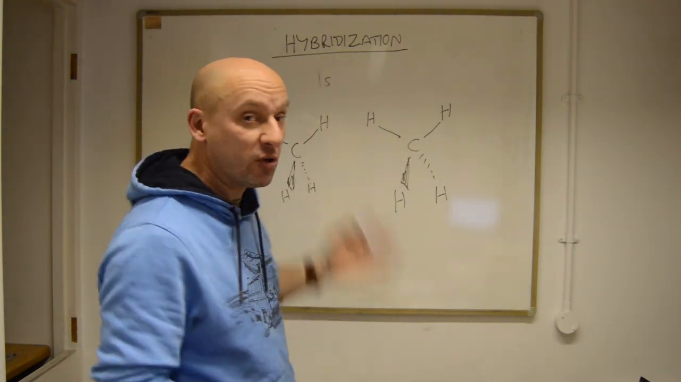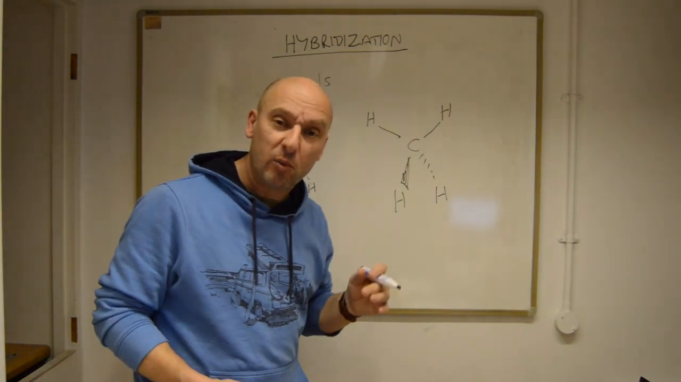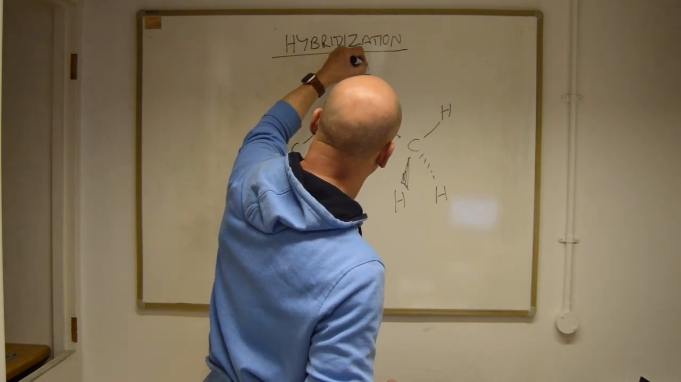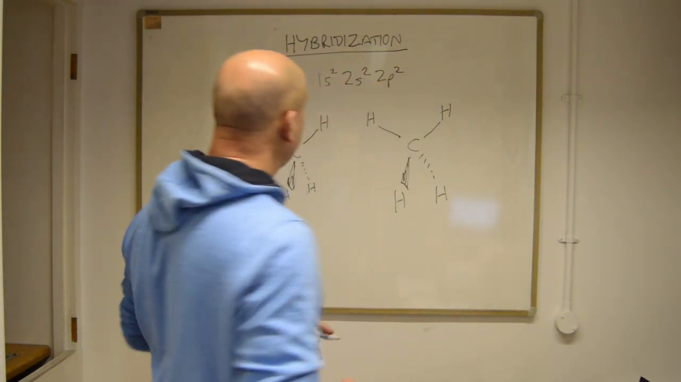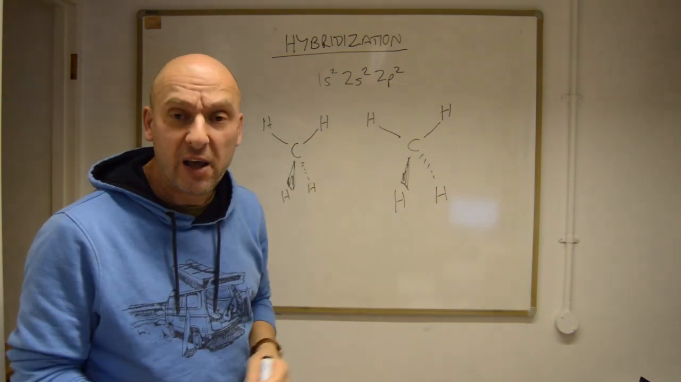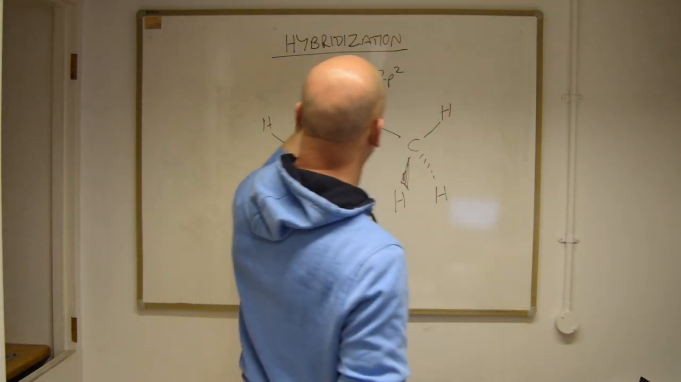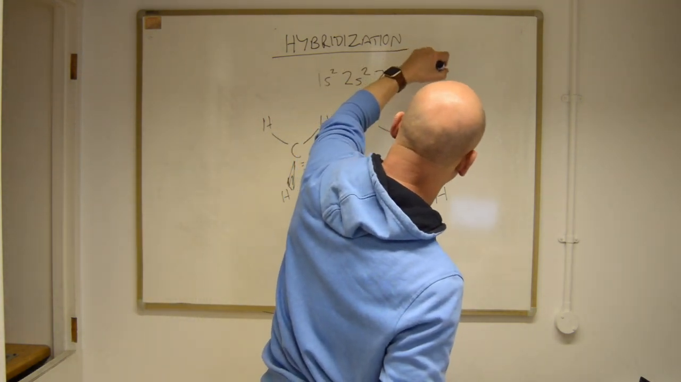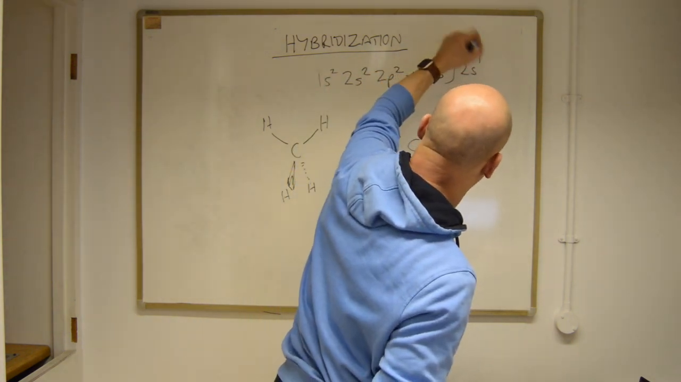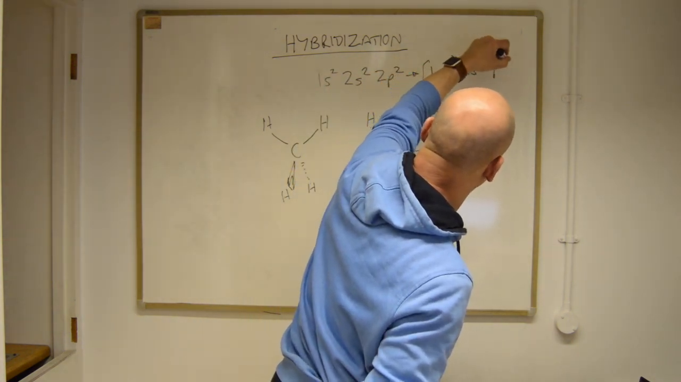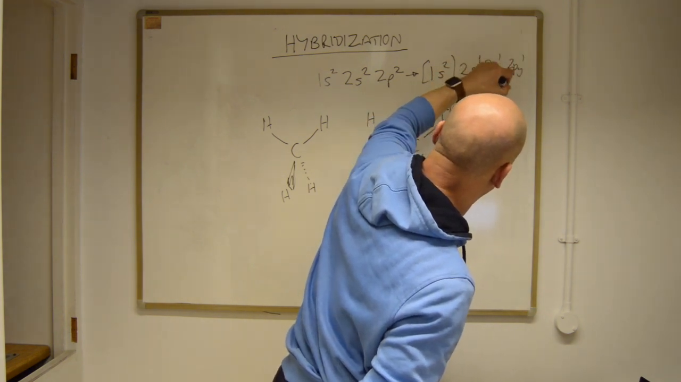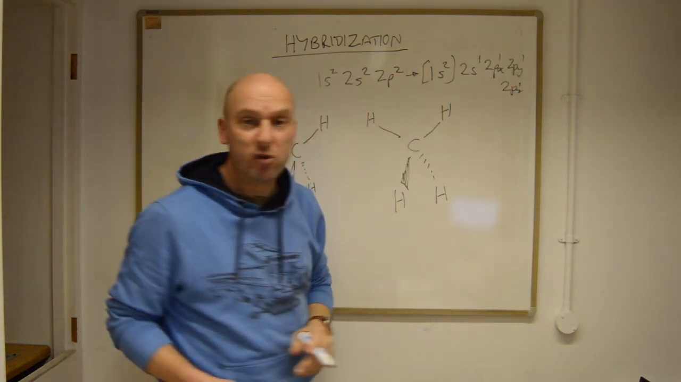We're looking at methane. I've got two representations for this on the board, and you'll see why in a moment. We've got our electronic configuration 1s2, 2s2, 2p2, and in our standard explanation of hybridization we promote an electron from an s orbital to a p orbital, so we get 1s2, which we're going to ignore, 2s1, 2px1, 2py1, 2pz1. I'm running out of space.